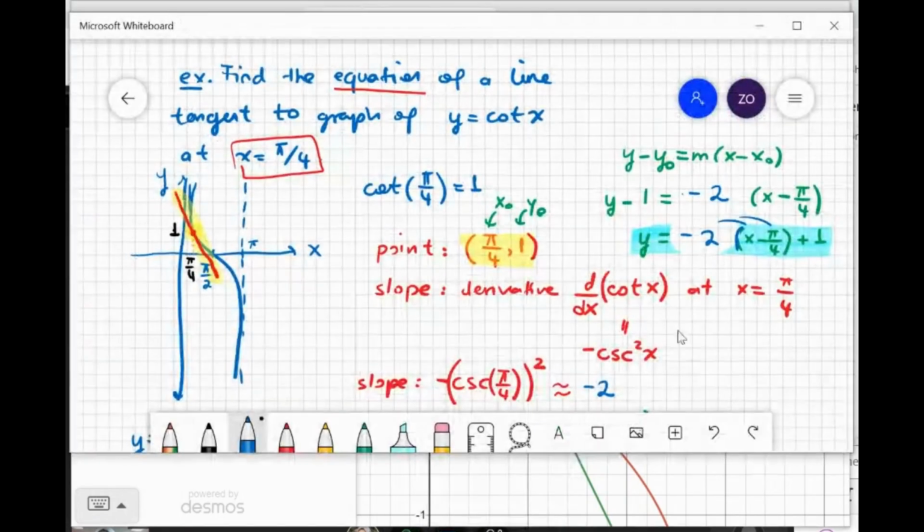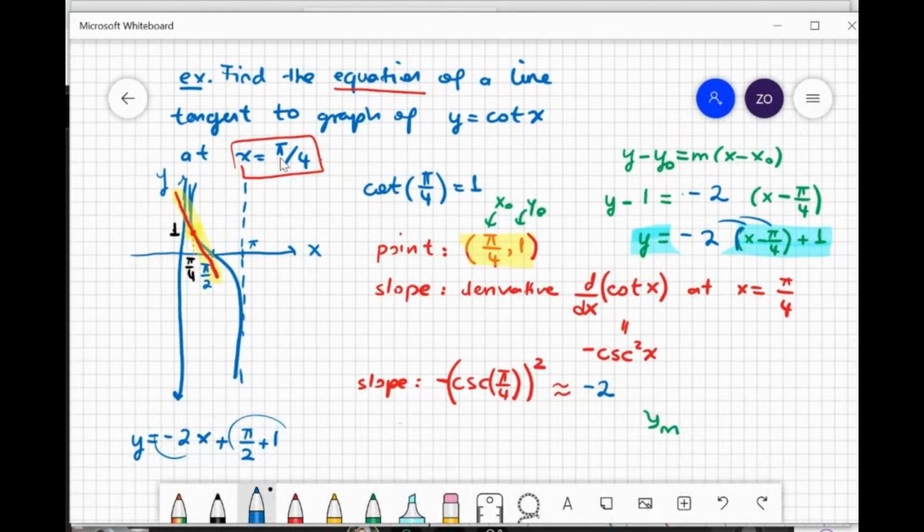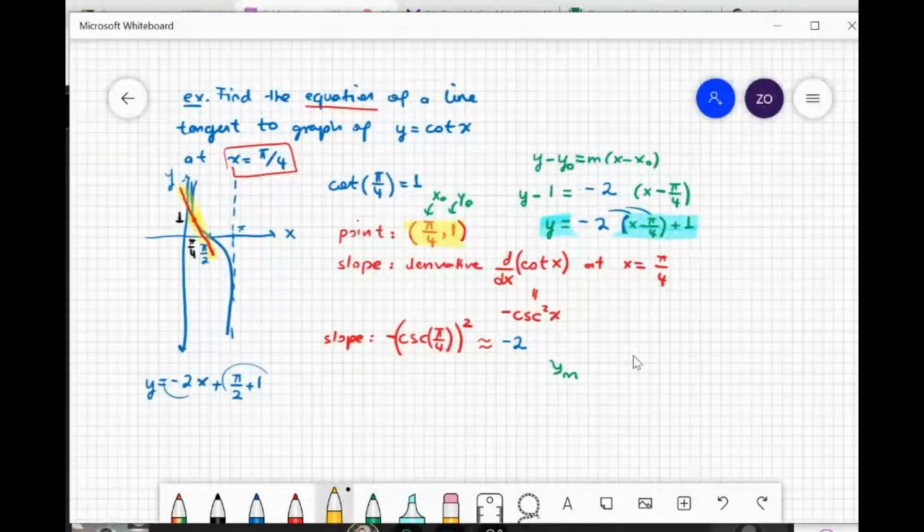Okay, so just come back here. So this is how we found it. We just use that point and find the derivative of that function at that x value to find the slope of the line. So here, let me just show. This is the equation we got, right? So we just plug this into this formula.